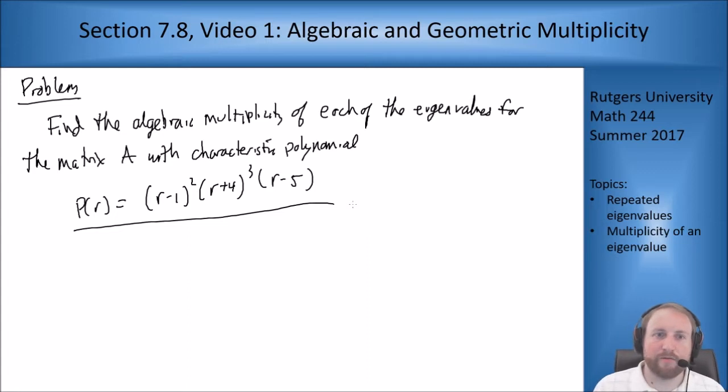All right, so there's that problem for you. Technically, this would come from a 6 by 6 matrix, but instead of writing the matrix, I just gave you the polynomial. So I want you to find the algebraic multiplicity of each of the eigenvalues for a matrix that has this characteristic polynomial. It shouldn't be too hard. Go back and look at the definitions, and you'll see exactly what I want you to write for this one.